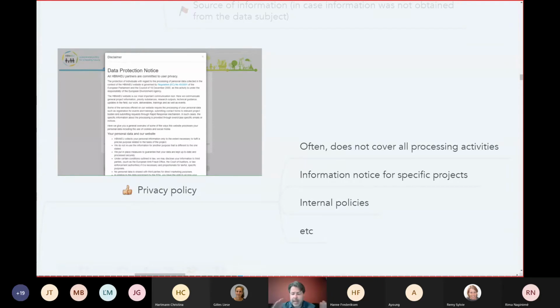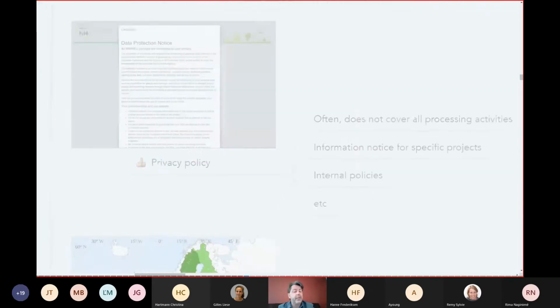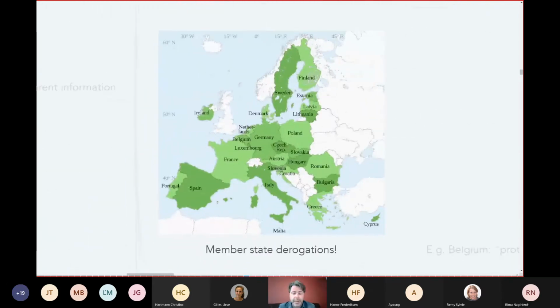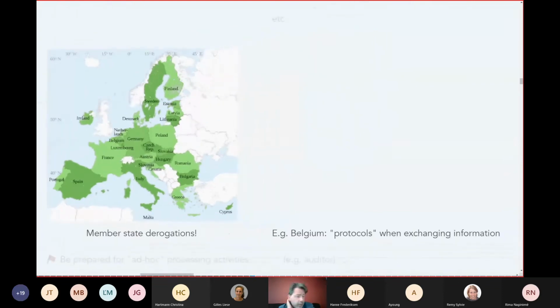So it depends highly, again, on the context, but in some way or another, you should inform your data subjects about what you are doing with their information, why, and so on. And you should do it before the processing starts. In practice, I see it often differently, but that's at least how it should be. Please do know that there are member state derogations for this.